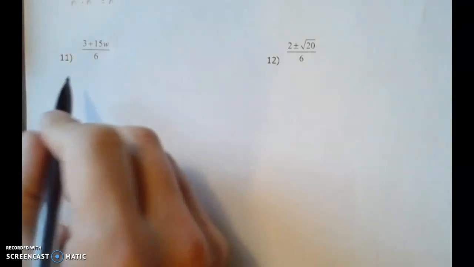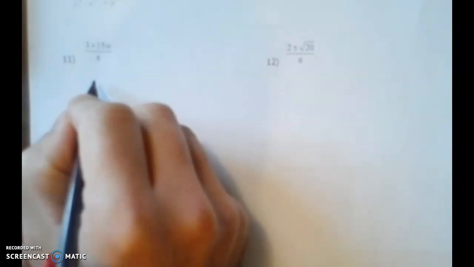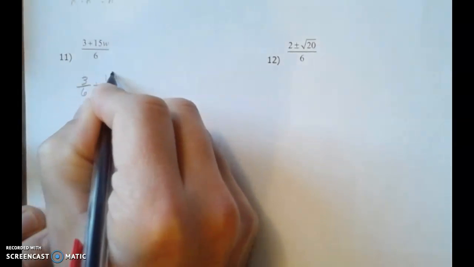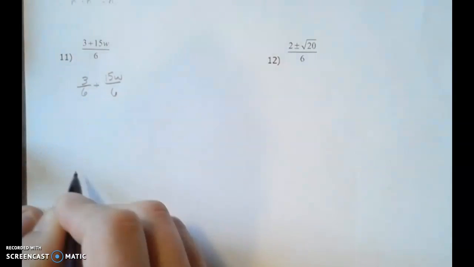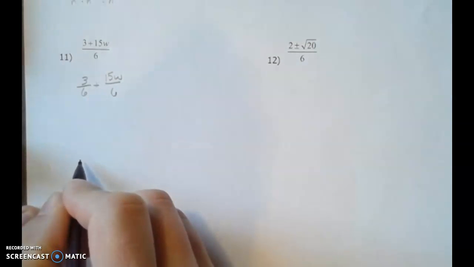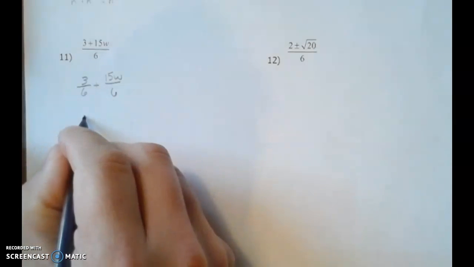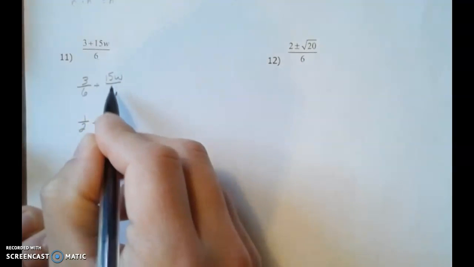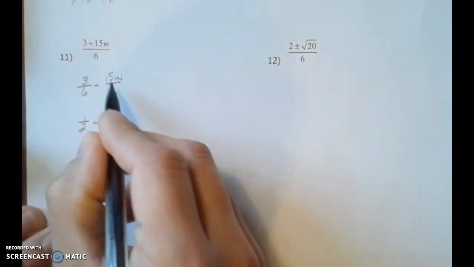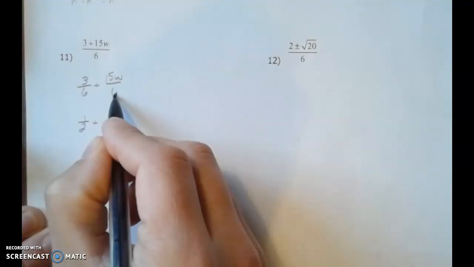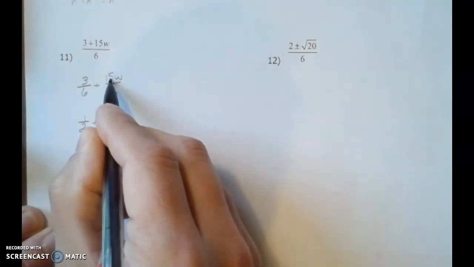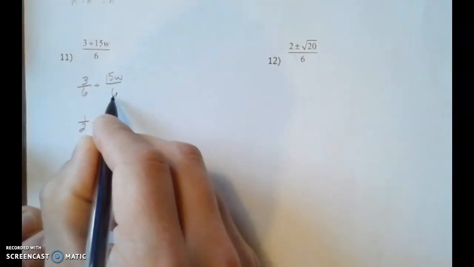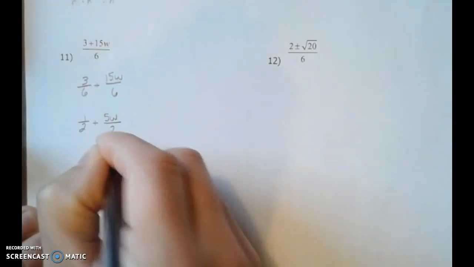Question 11, again, I'm just going to write this as two different divisions. I'm going to have 3 over 6 plus 15w over 6. And now I can simplify each part. 3 divided by 6 is a half, plus 6 and 15 have a common factor of 3, so I can divide each part here by 3. When I divide 15 by 3, it leaves me with 5, and don't forget the w, over 6 divided by 3, which is 2.